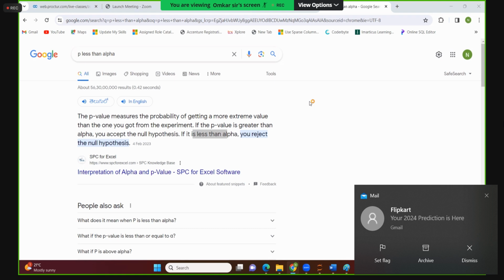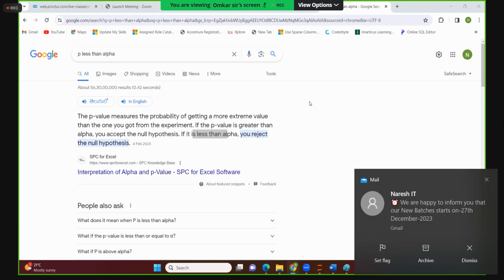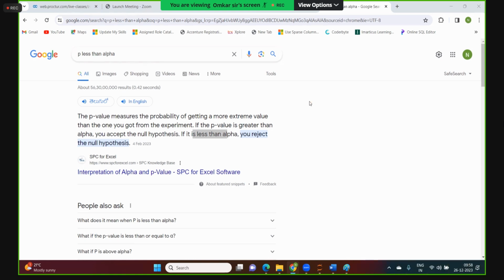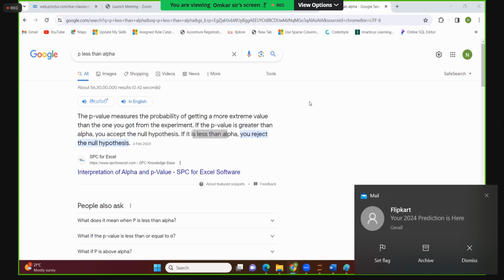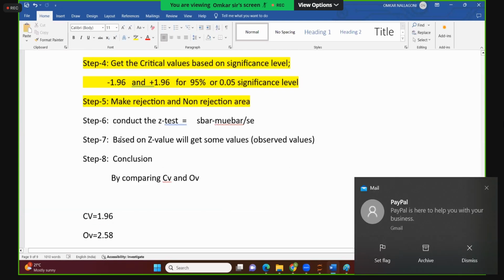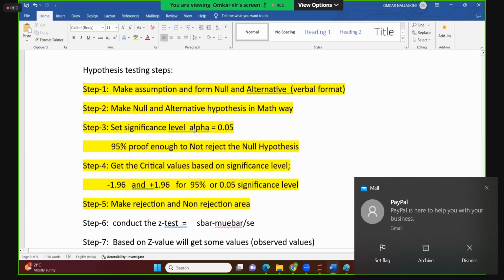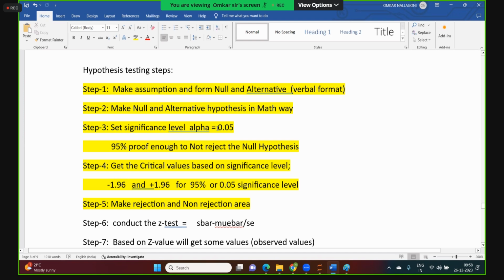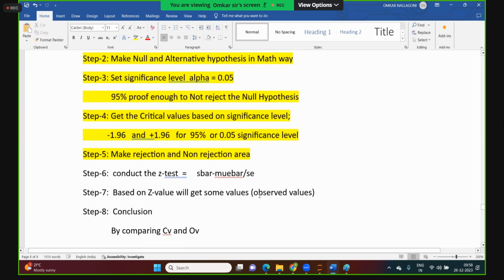Observed value. From the Z test, what will come? Observed value will come. Don't use the significance term. Okay, tell me when you use the significance term. In your setup, what is the third step? You are setting a significance level. That is nothing but alpha, 0.05. Now, when you are conducting the Z test, what value will you get? Observed value. You are comparing observed value and critical value. That is very, very easy.